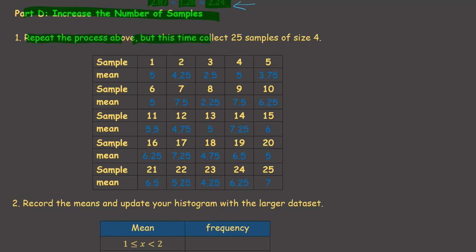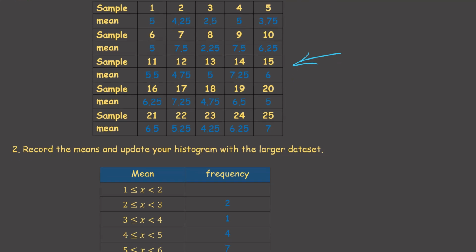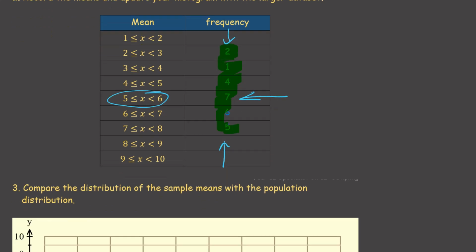So repeat the process above, but this time collect 25 samples, which you can see I've done in this table here. And I did genuinely generate these samples and calculate them. And then I've got a frequency table here, and I meant to use the highlighter, of course. And you'll notice once again that they are clustered more towards the middle, like so. Notice that the highest bar is where the 5.5 population mean would be. You're not guaranteed to get that, obviously, with 25 samples, but it's just interesting.